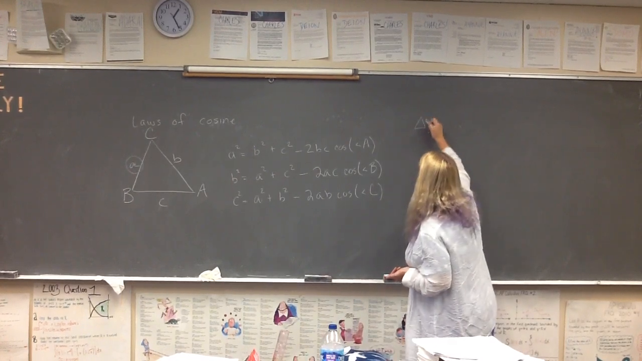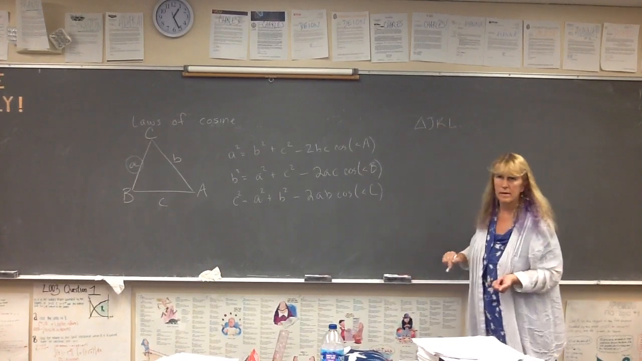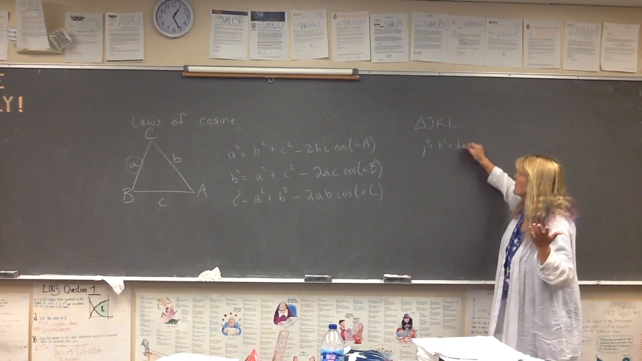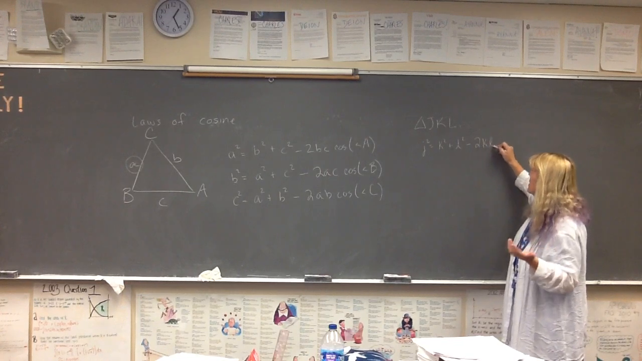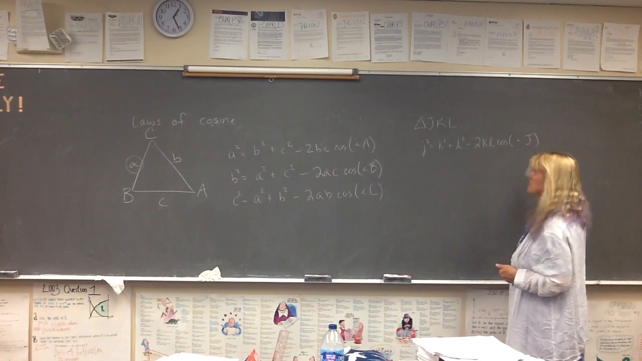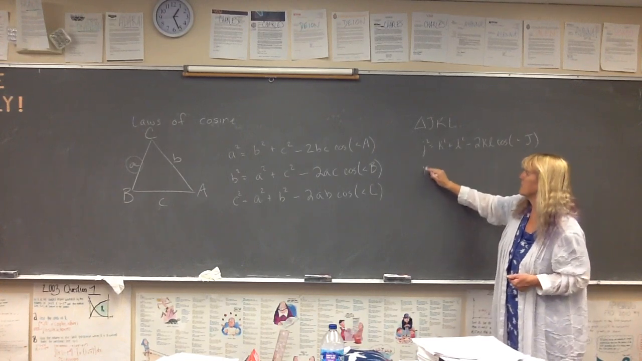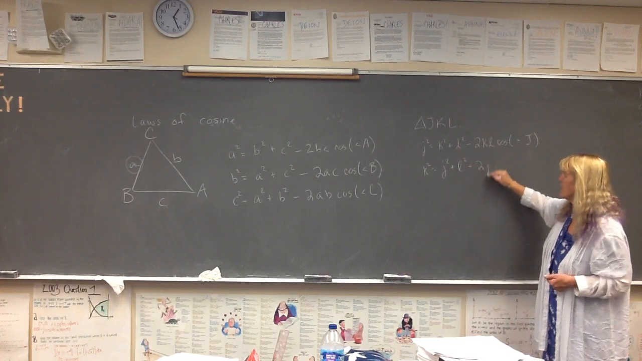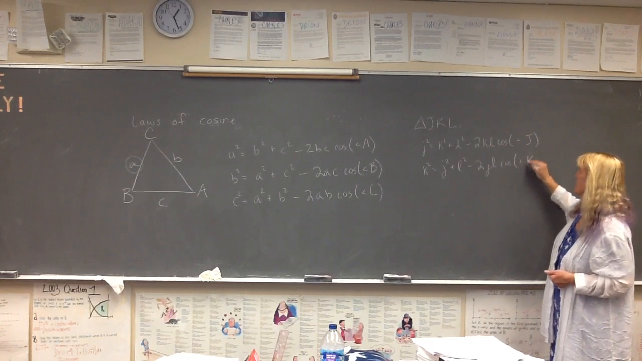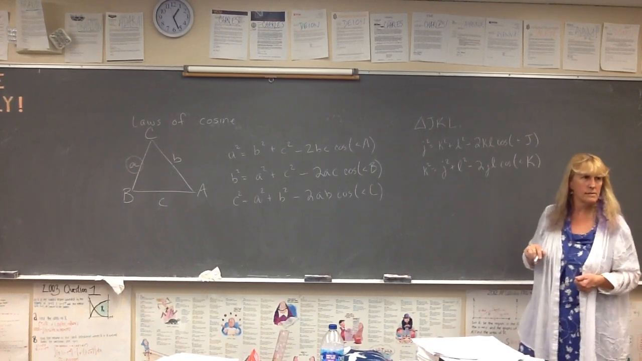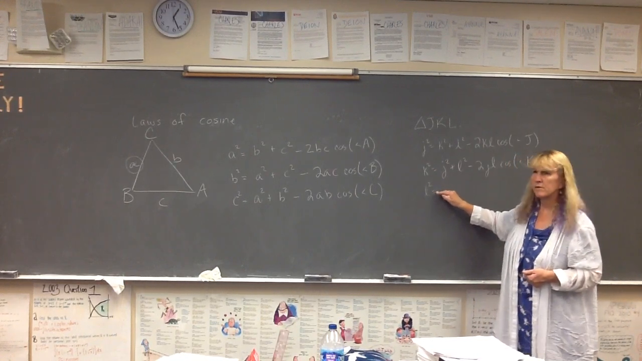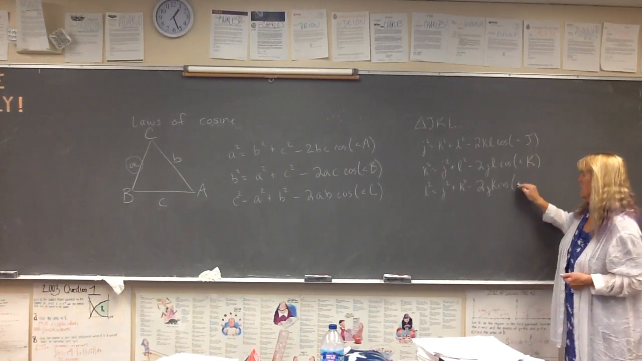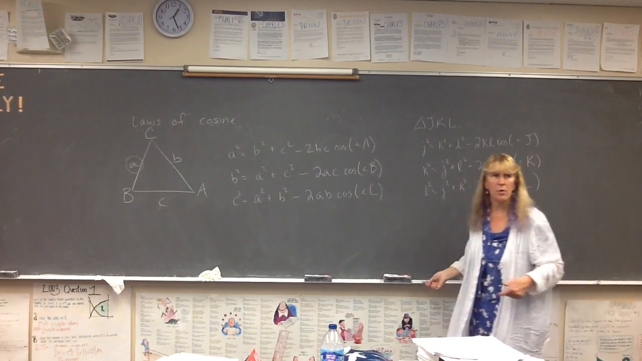Ready? Triangle JKL. I'm not even going to draw it. J squared equals K squared plus L squared minus 2KL cosine of angle J. K squared equals J squared plus L squared minus 2JL cosine of angle capital K. Last one: L squared equals J squared plus K squared minus 2JK cosine of angle capital L. So you should be able to do that no matter what three letters make your triangle.